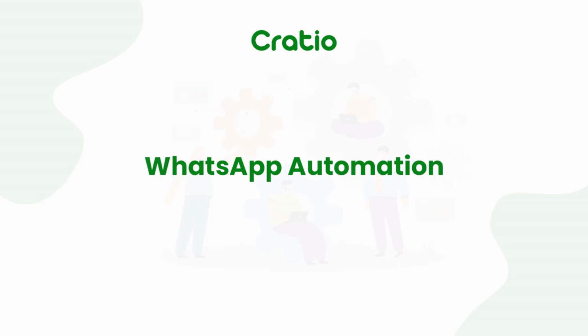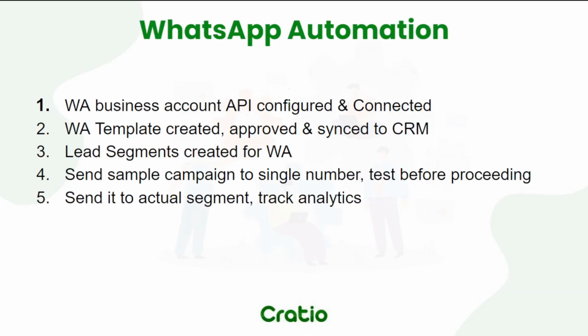In this video, we will see how to set up an automation in your WhatsApp marketing. Before we set up the automation for WhatsApp, you need to have your WhatsApp Business API account connected, configured, and synchronized to Cratio CRM. Templates should have been approved by Facebook. You should have created the segments in the lead.